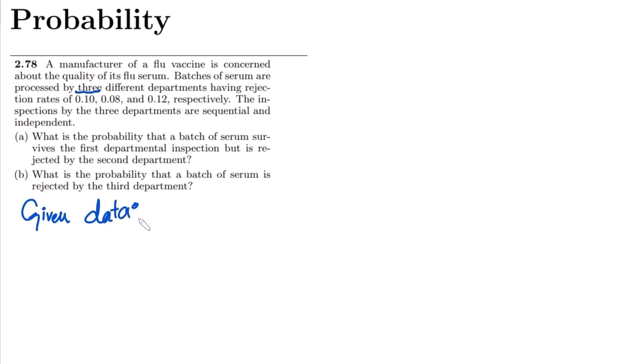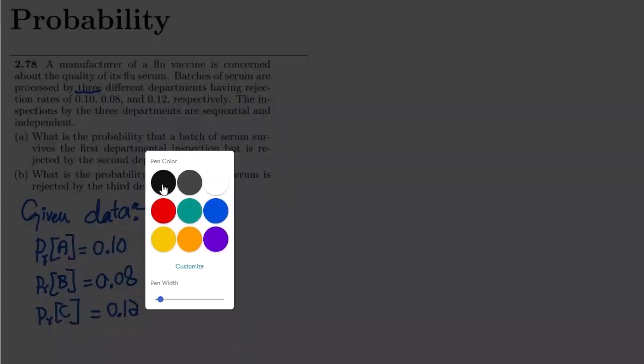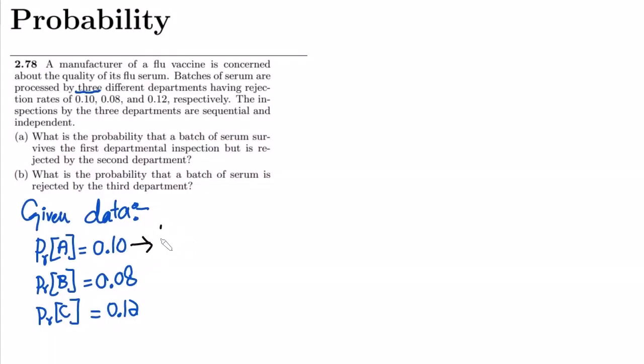Okay, and the rejection rates for different departments, let me have here department A, B, C. So the probability of rejection of department A is how much? That is 0.10. The rejection probability of department B is 0.08, and the rejection probability of C is how much? That is 0.12. So these are the rejection probabilities, and on the basis of it I can also find out the acceptance probabilities as well.